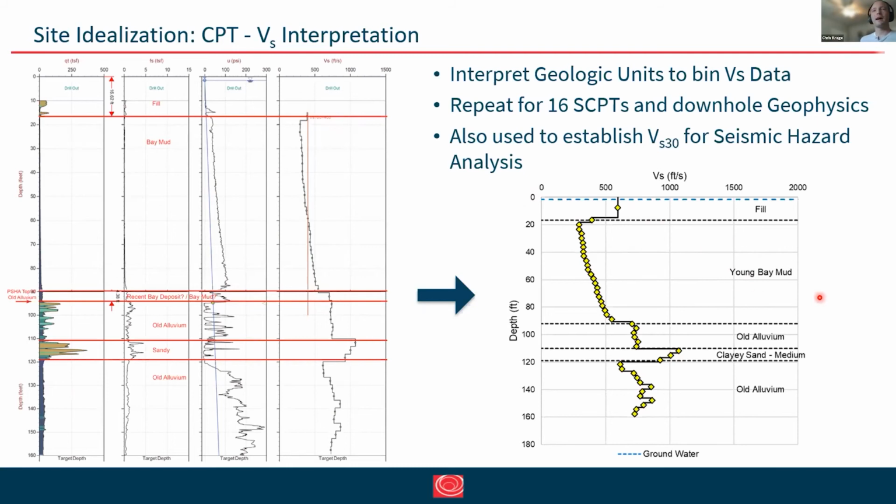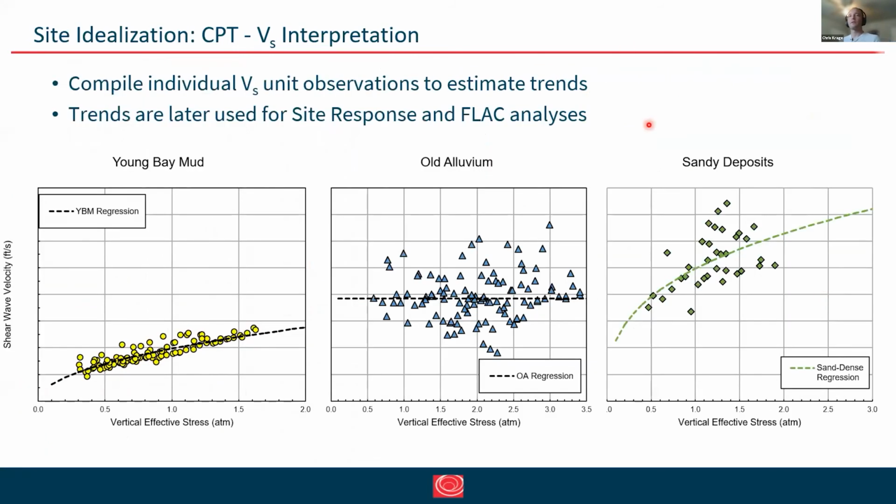And then we repeated that for all of the available CPTs, as well as some historical downhole suspension logging data sources to come up with trends. And so this is a summary plot. These are all to the same y-axis scale, but you can see here the differences in the young bay mud shear wave velocity data set, which is rather tight along this best fit line here.